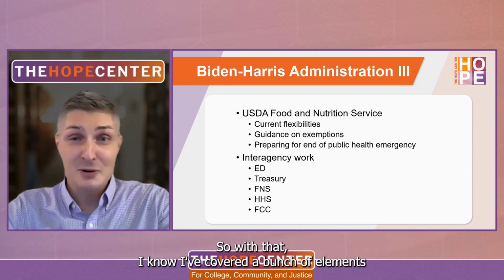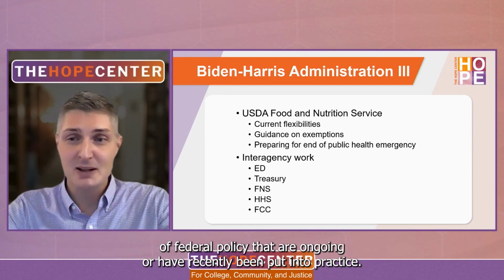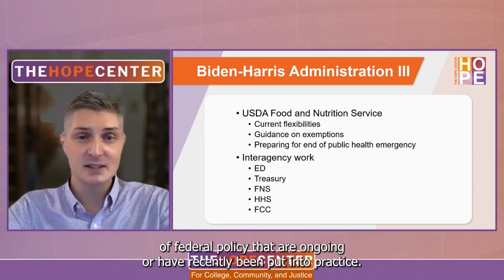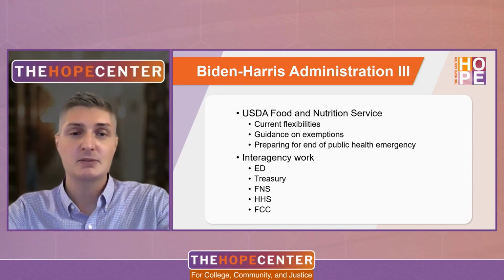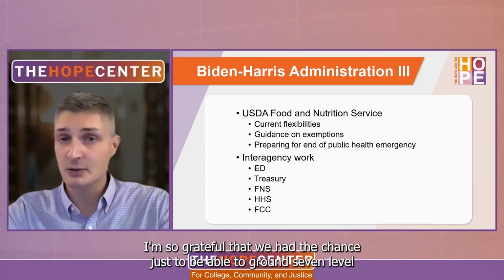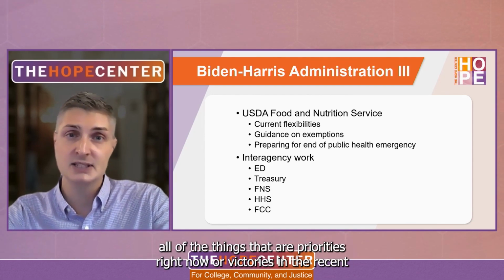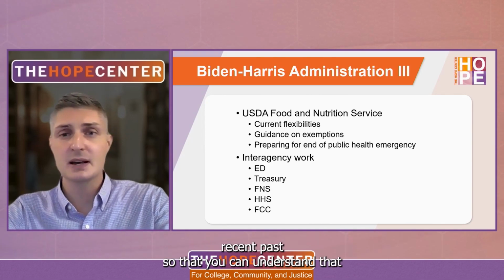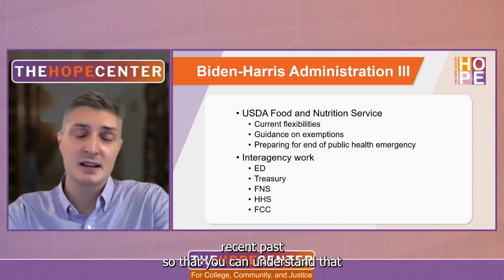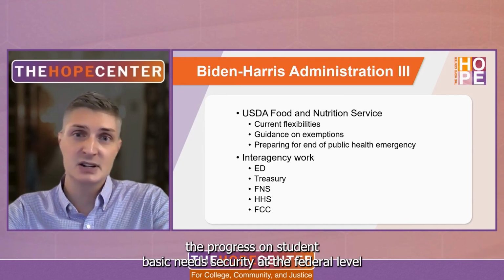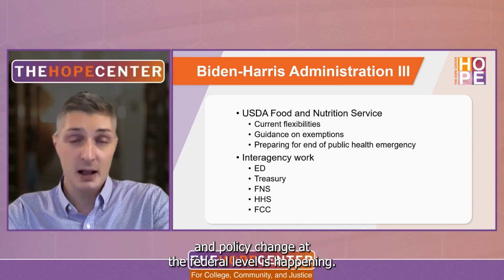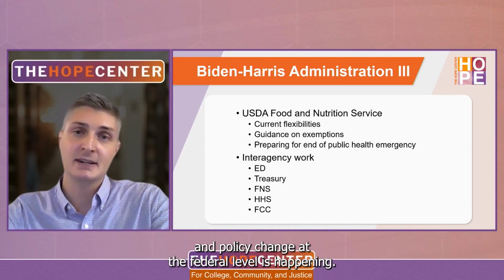So with that, I know I've covered a bunch of elements of federal policy that are ongoing or have recently been put into practice. I'm so grateful that we had the chance to ground set and level set about all of the things that are priorities right now or are victories in the recent past, so that you can understand that progress on student basic needs security at the federal level and policy change at the federal level is happening.